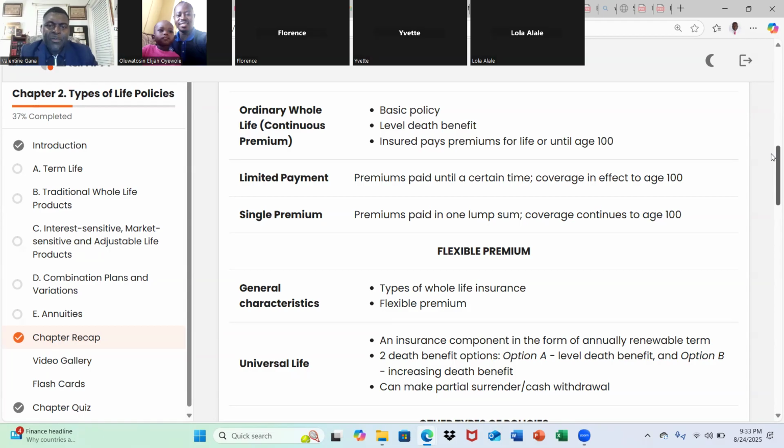Remember that there is a type of whole life policy called limited pay whole life, which means you pay the premiums up to age 65 or for 20 years, whichever comes sooner. So if you buy a limited pay whole life and you're 50, you're going to pay just for 15 years because you are going to be 65 and the payment stops. But that policy lasts until age 100.